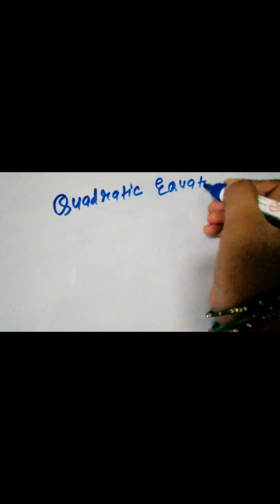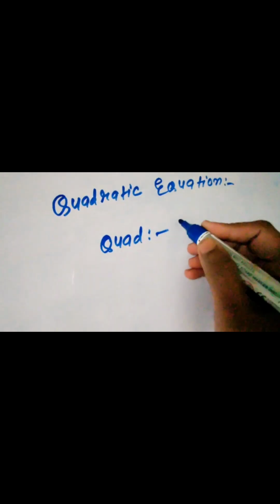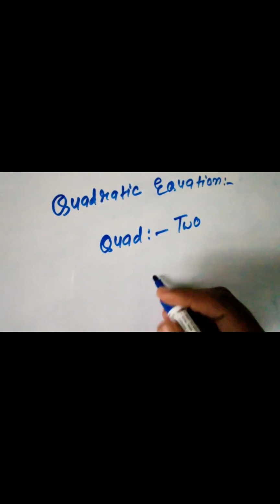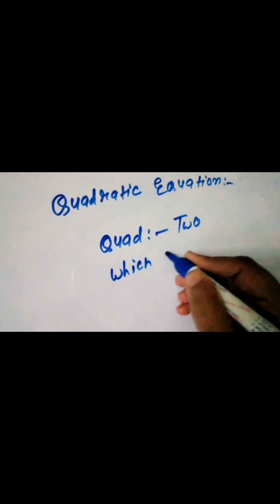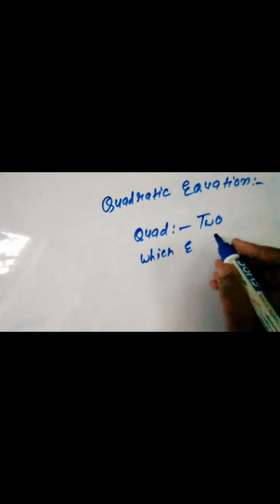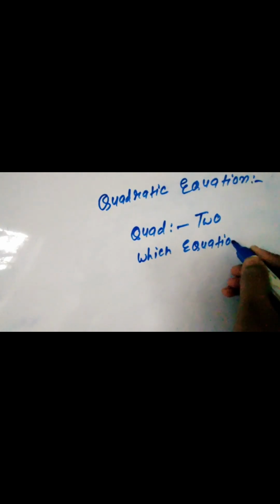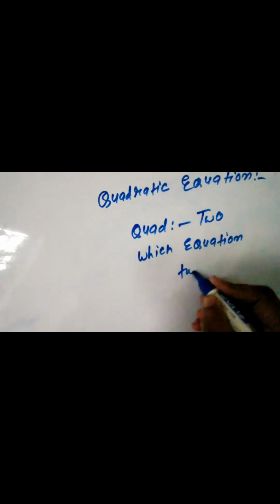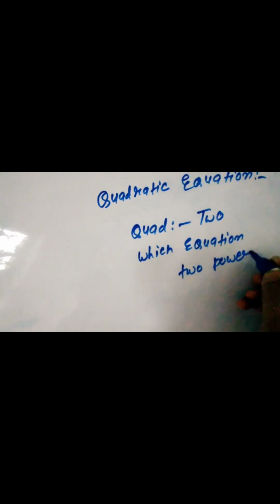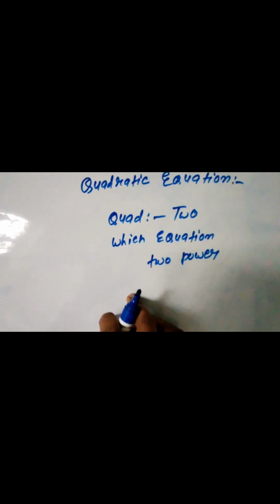Okay, let's start with the quadratic equation. First, what is a quadratic equation? Quadratic equation. Here, quad, Q-U-A-D. Quad means two. It means the equation has two power. This type is called a quadratic equation.